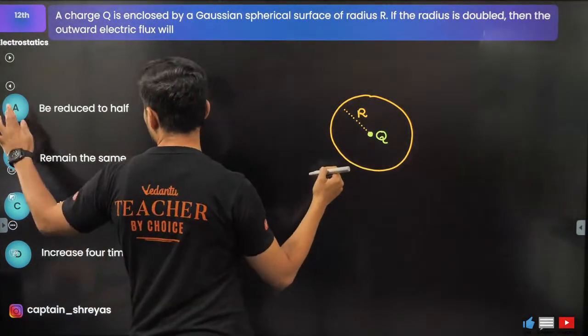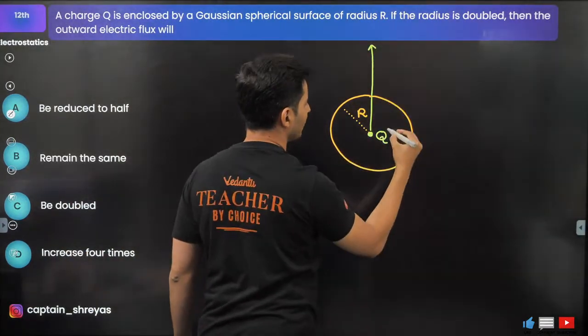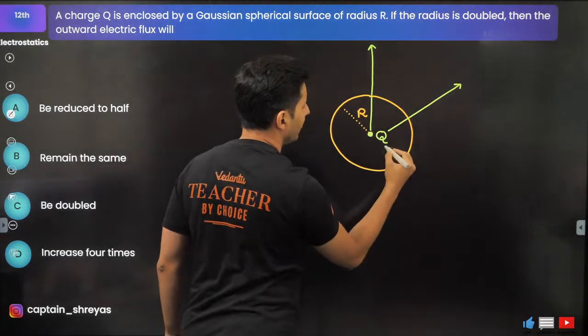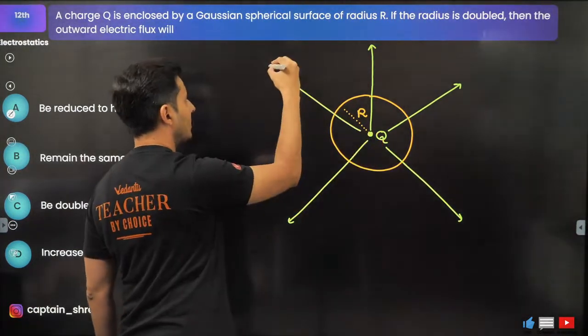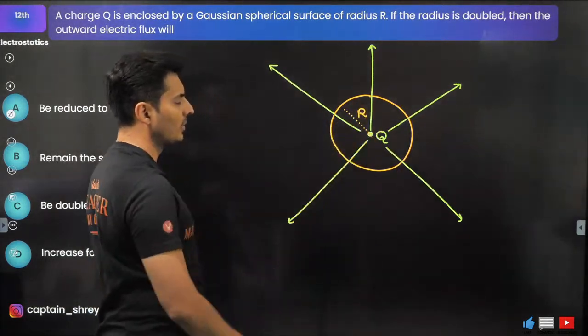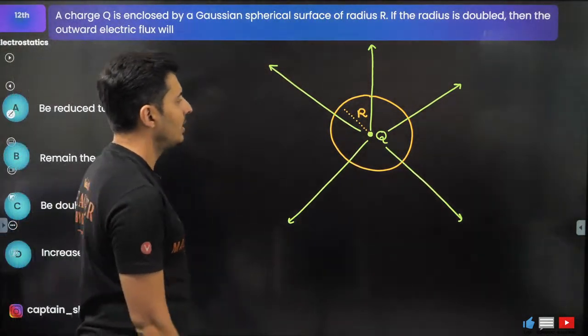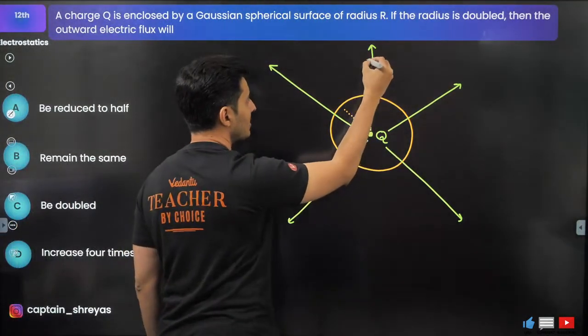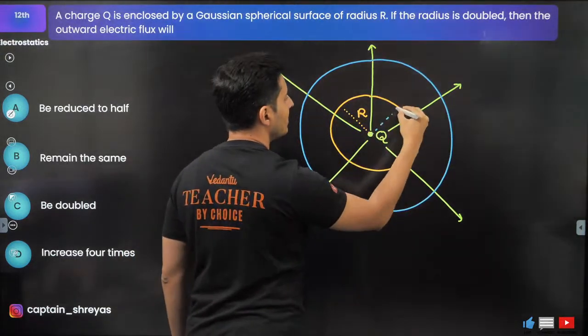Now, what will happen? This charge will definitely create some field lines. It will go like this. These are the electric field lines which are going to come out of this charge, and they are also going to intersect through the Gaussian surface. Now, in the second scenario, if the radius is doubled, you take a spherical Gaussian surface of double the radius.